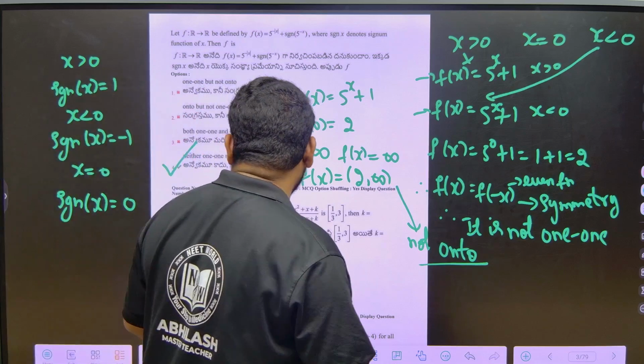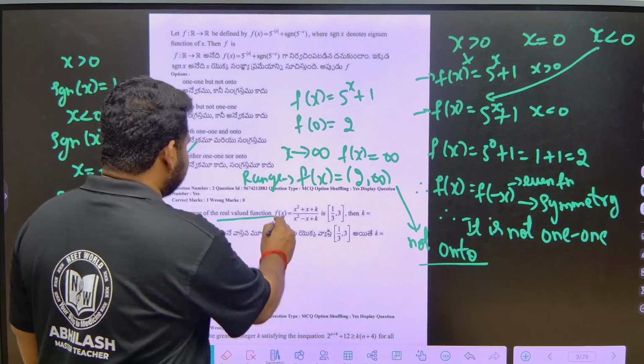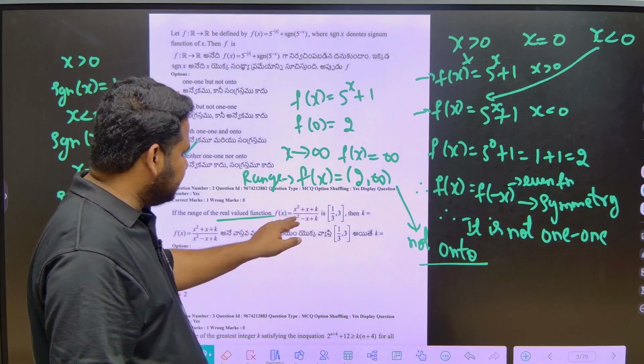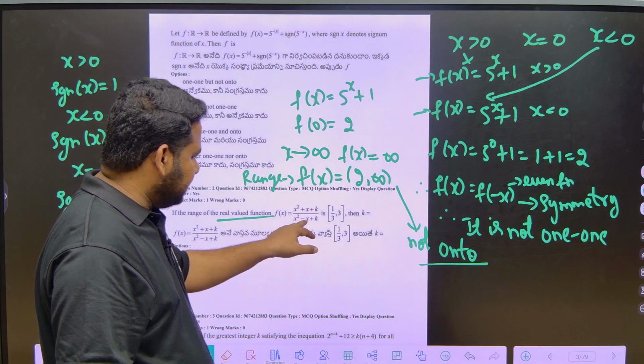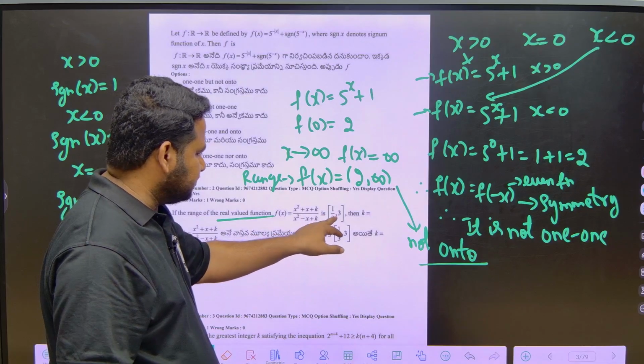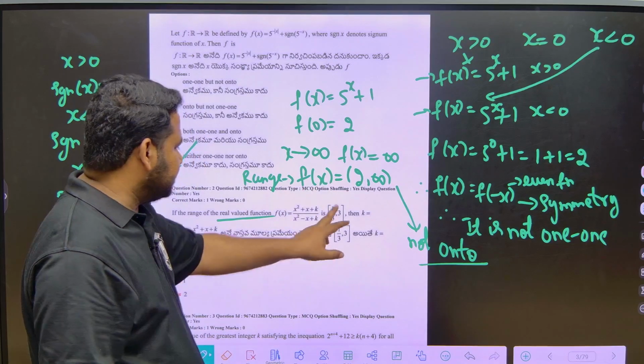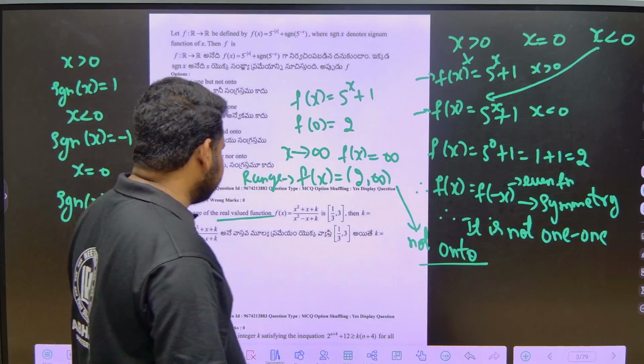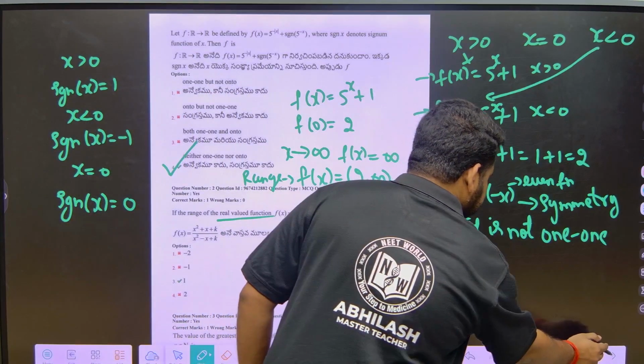The second question they have given: if the range of the real valued function f of x is [1/3, 3], that is, within closed brackets, then k is equal to what? They are asking the value of k. Since they are telling it is a real valued function, that means it should have real roots.